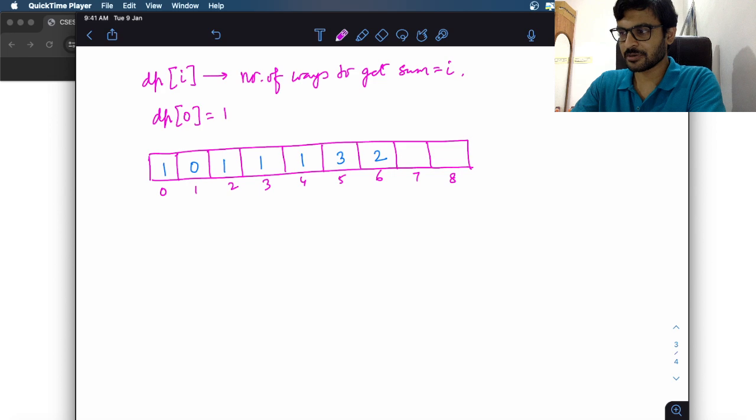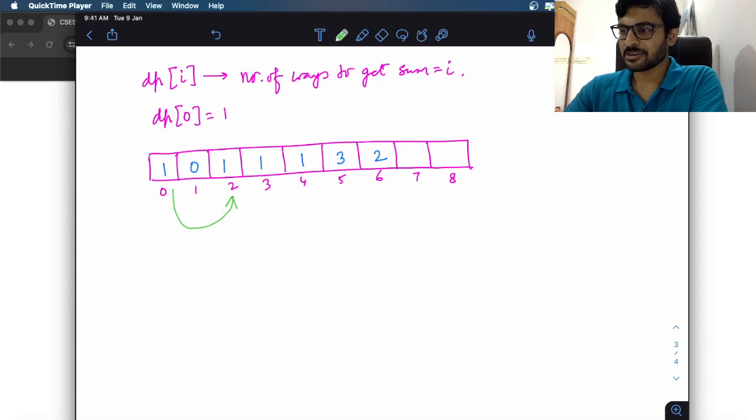So this is our DP array. We know that for 0 there is only one way, do nothing. The others can be filled from here. We can basically say that for 1 we need to take either 2, 3, or 5. We cannot take anything because 1 is less than all of 2, 3, 5. So there is no way. For 2 we can take 2, and thus we get our sum from here.